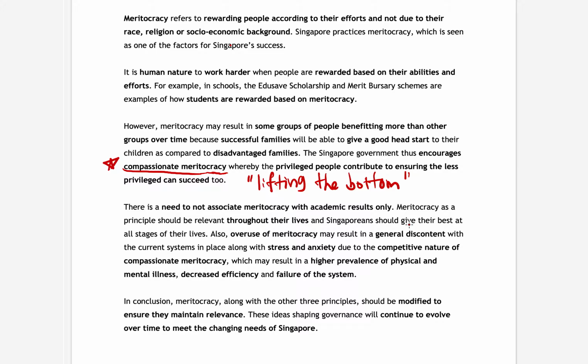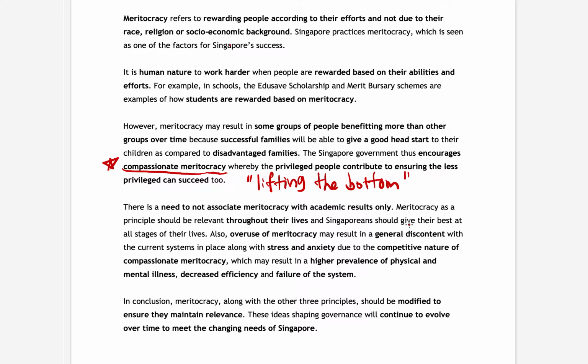Obviously, meritocracy is not just for education, right? You will come into contact with meritocracy hopefully throughout your entire life, because Singaporeans, no matter how old you are, should be giving your best to wherever you're working, and of course to the country as well. However, overuse of meritocracy is resulting in what we know today as toxic competition, right? Sadly, I think a lot of you are too familiar with this as well.